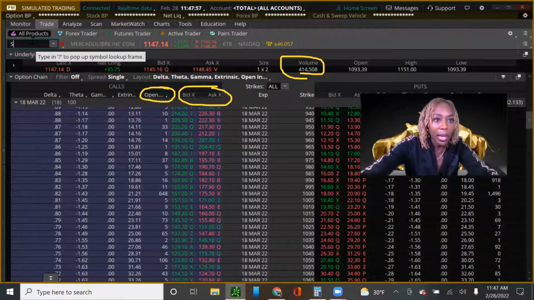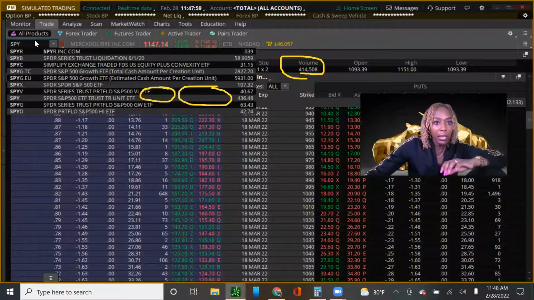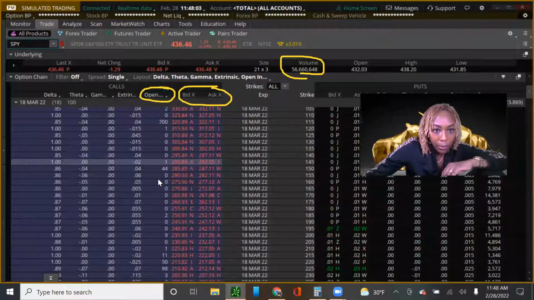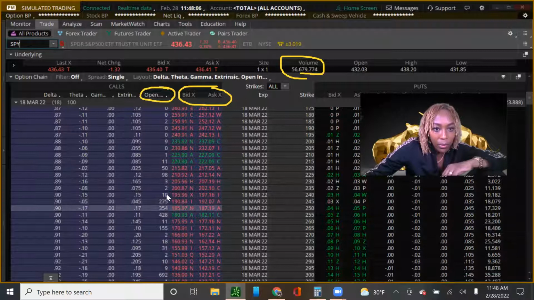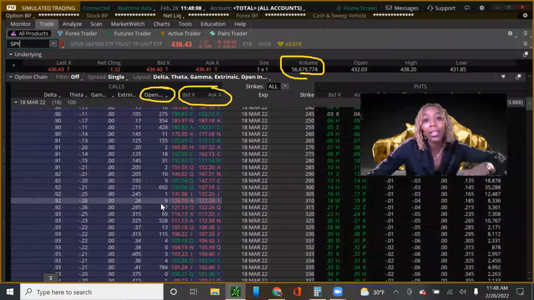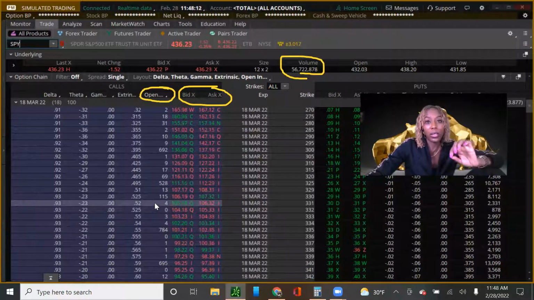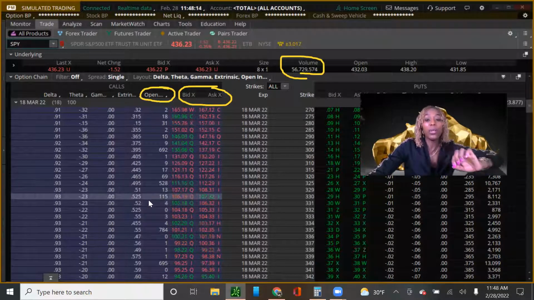If you look at the SPYs, we'll look at the option contracts. You have 275, 354, 428. Trust me, you guys. The higher the open interest, the easier it's going to be for you to get in and out of your trades. Okay, that's the second takeaway.